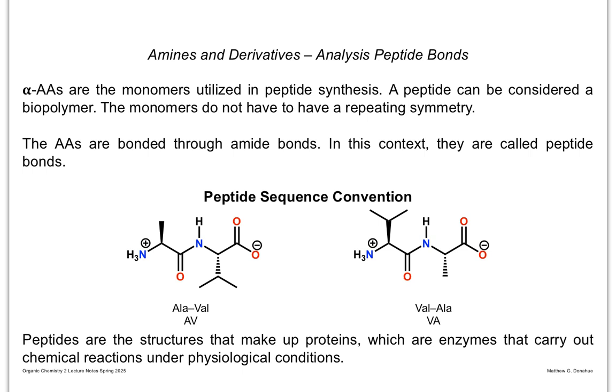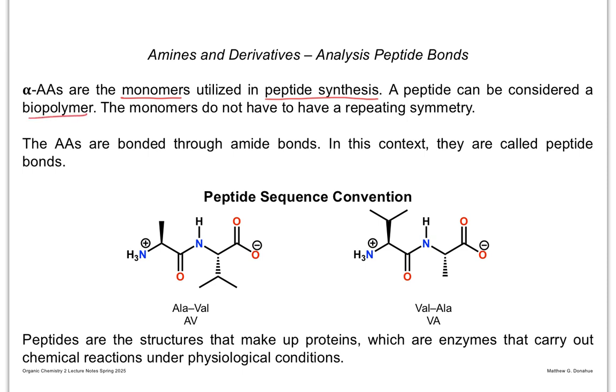So now that we know the structures of the amino acids, we know how to analyze their protonation states at different pHs. We can figure out that charge. The next thing we need to look at is the peptide sequence convention. So alpha amino acids are monomers that are used in peptide synthesis. So a peptide can be considered a biopolymer.